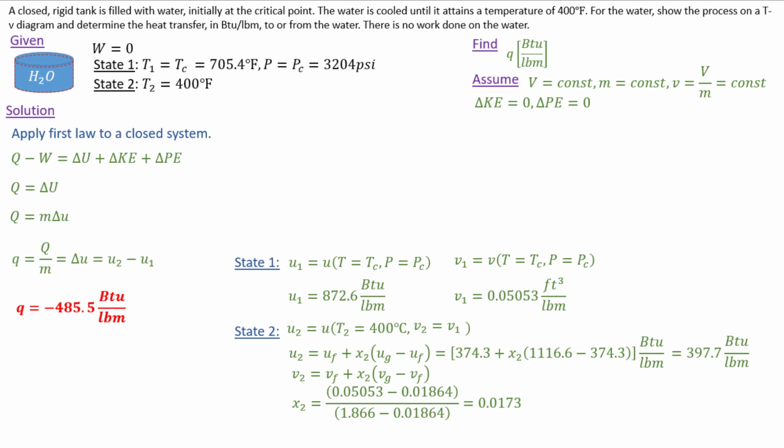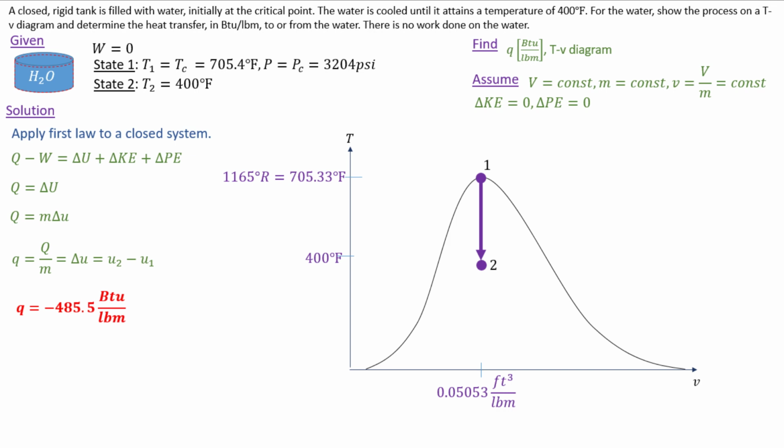And then I did need to draw things on a TV diagram. So this is what I was talking about before. You could sort of visualize that you were going to be in the two-phase region, because you start right up there on the top of that liquid vapor dome at the critical point, and your specific volume is constant, so it's going to go straight down, and it's going to cool down to 400 degrees Celsius.